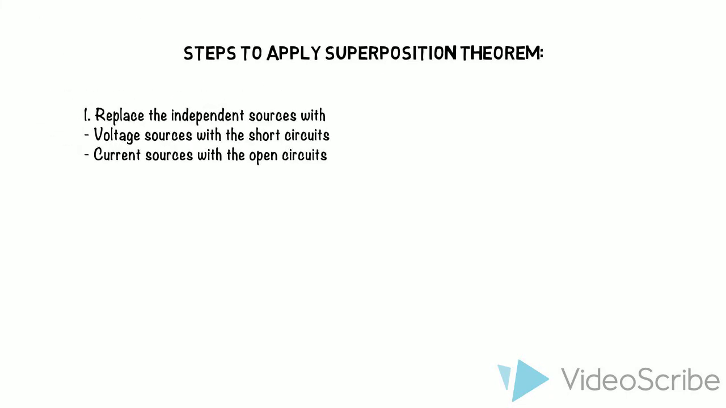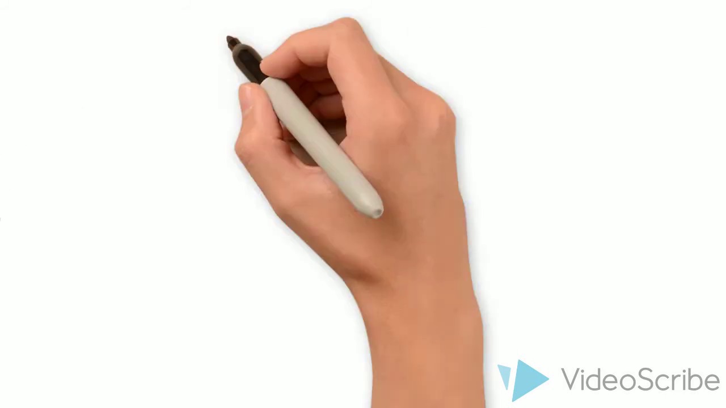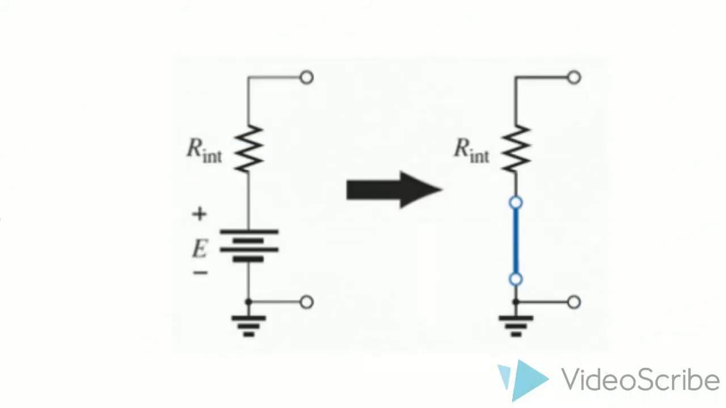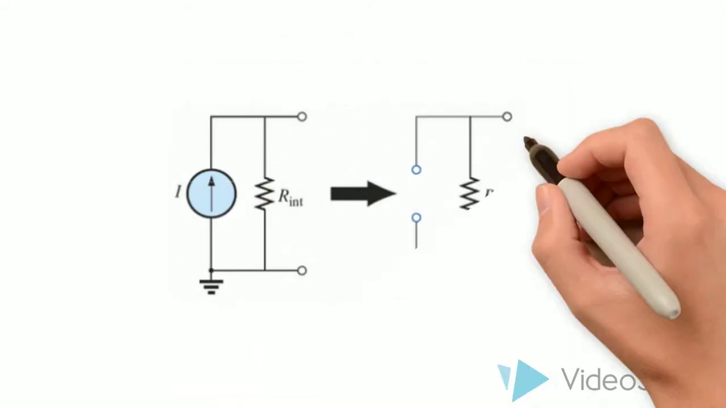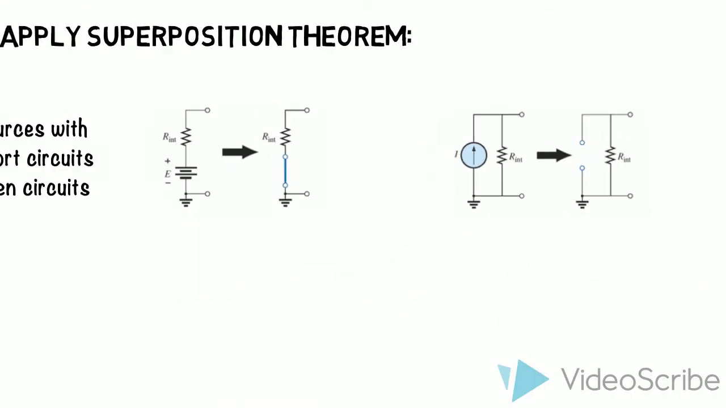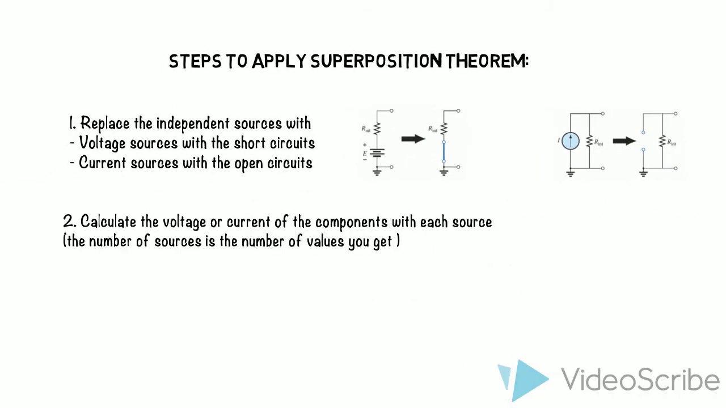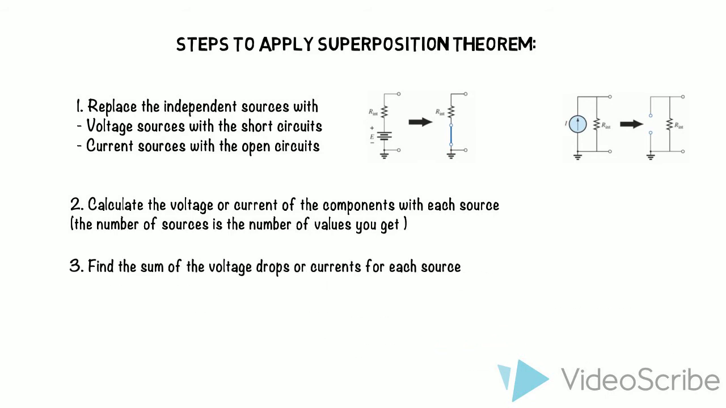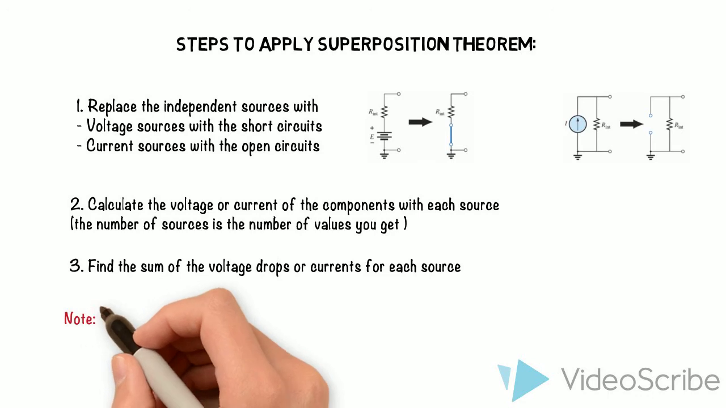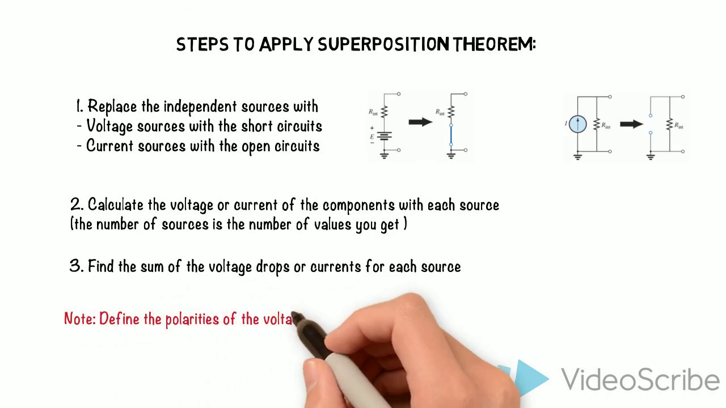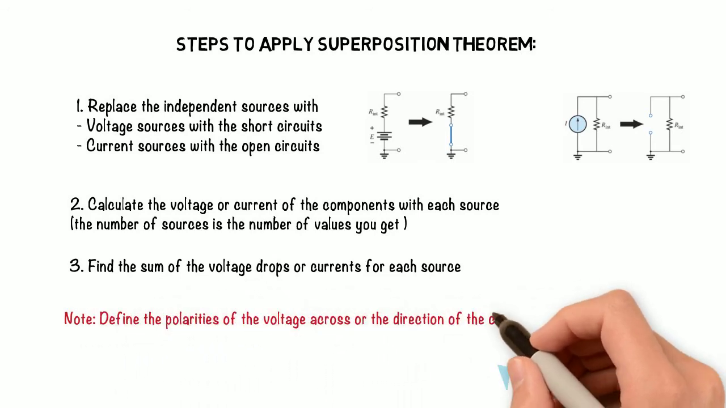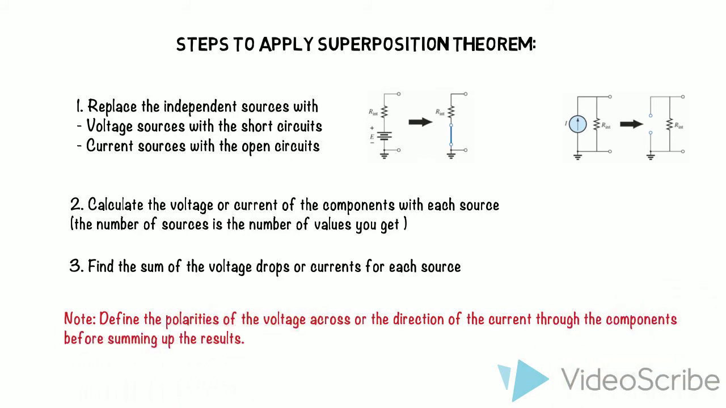Here are the steps to apply the superposition theorem in practice. First, replace the independent sources: if they are voltage sources, replace them with a short circuit; otherwise, if they are current sources, replace them with open circuits. Next, we calculate the voltage or current of the components with each source. Just remember that the number of sources is the number of values you get. And lastly, find the sum of all the results that you have calculated before. Note that you must define the polarities of voltage across or the direction of the current through the components before summing up.